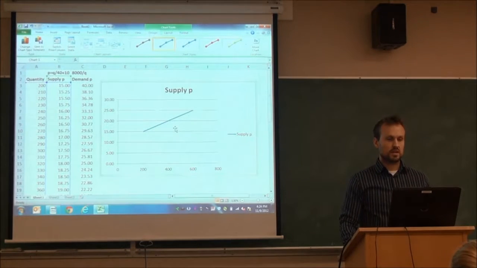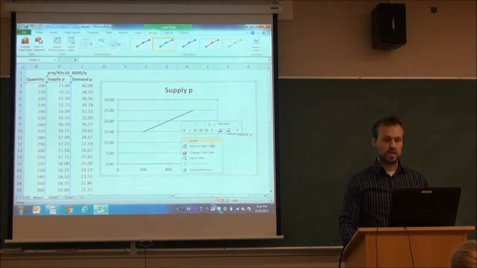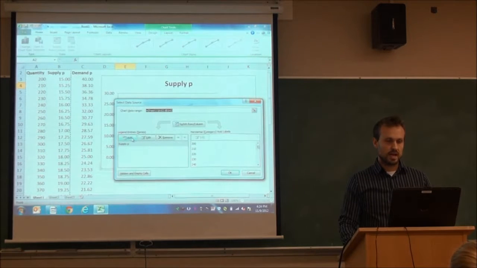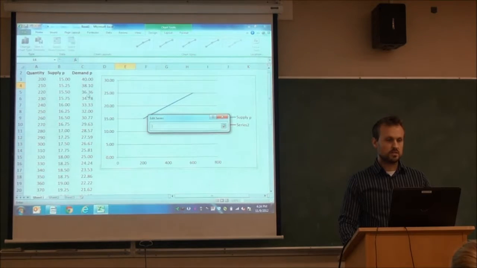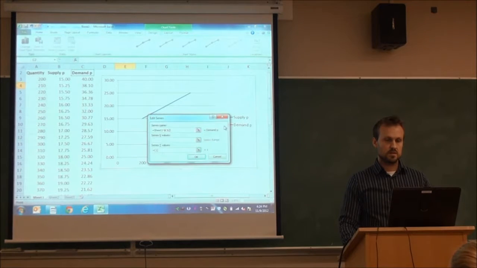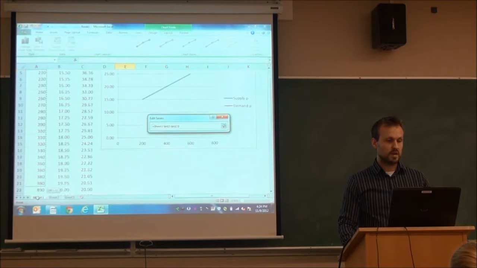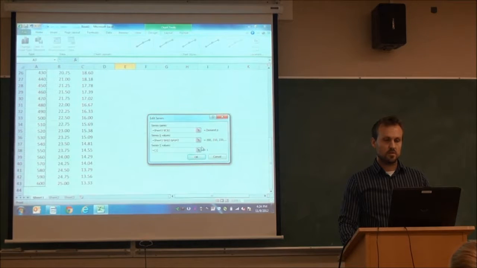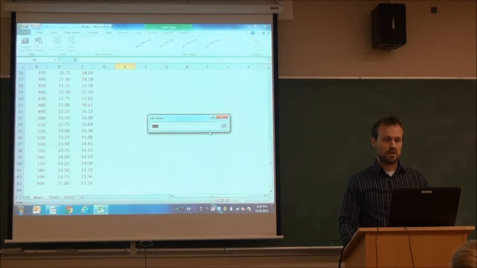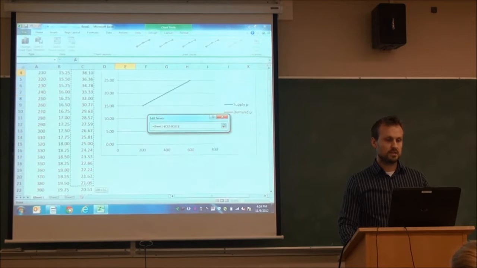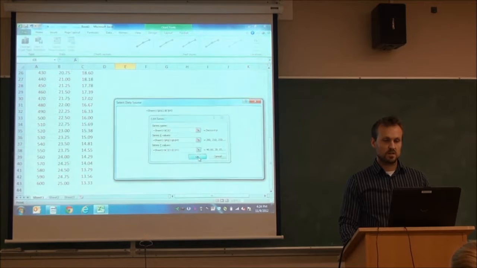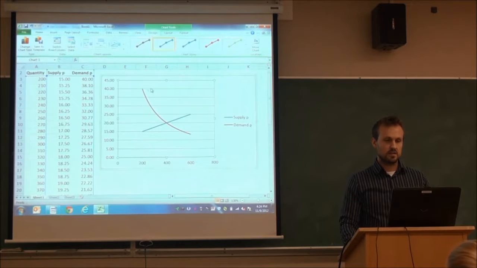Now it doesn't mean much until I include the demand as well to see where they intersect. So let's add another one here, call it demand. X values are the quantity values, the Q values, all the way to 600. The Y values are the demand P values. Drag them all, select them all. Let's see if I did that correctly. There I go, that's my demand curve and supply curve.